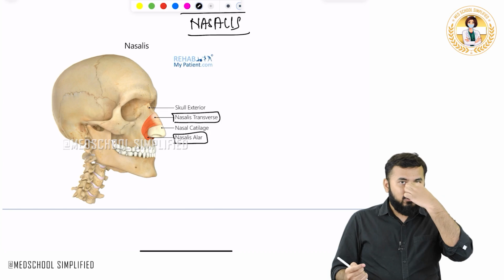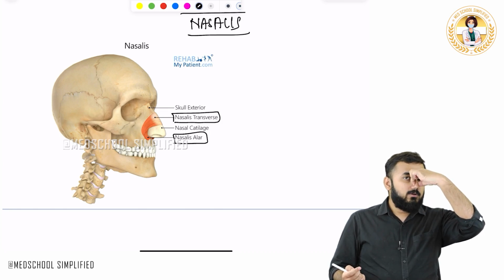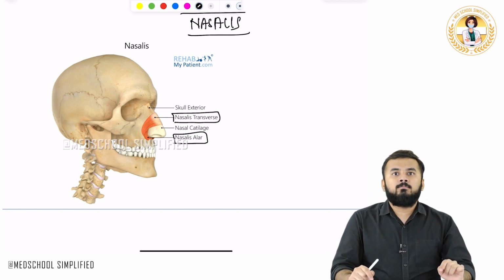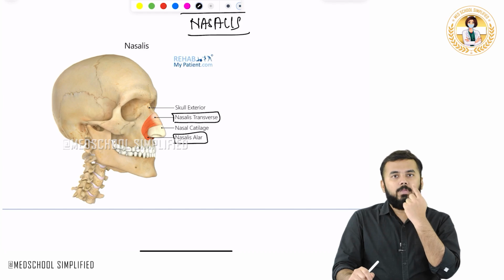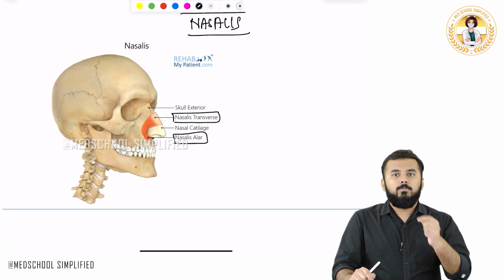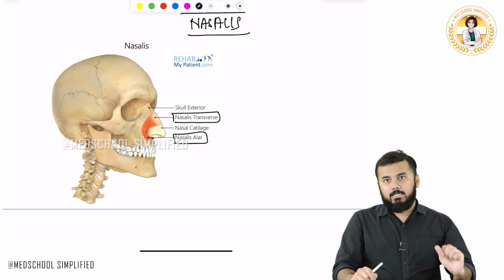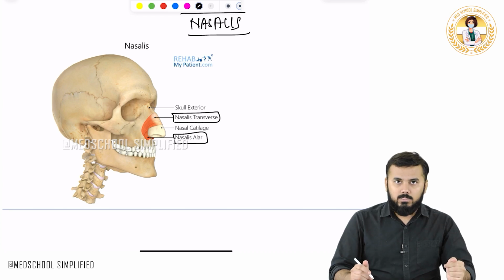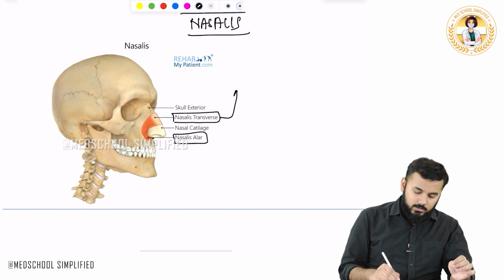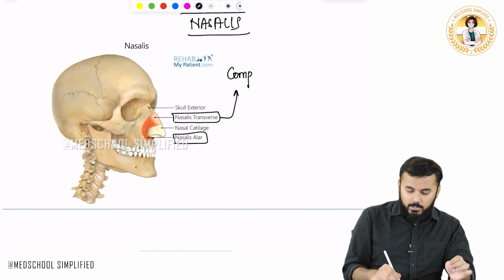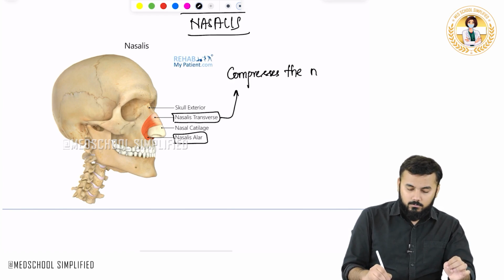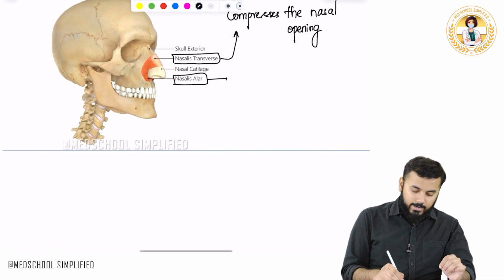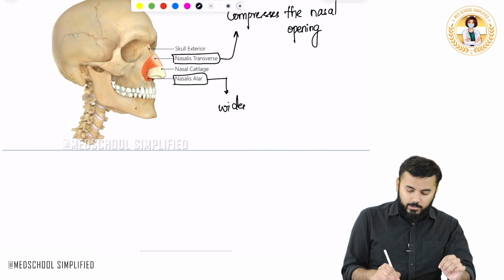What is the nasalis transverse part used for? This nasalis transverse part will close the openings of the nose, and the nasalis alar part will open. See now, both my nasal openings are open like this. This opening is done by your nasalis alar, and this closure of the nasal openings is done by your nasalis transverse muscle. It compresses the nasal openings, and nasalis alar will widen the nasal opening.